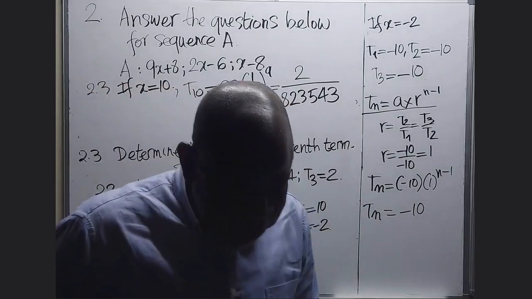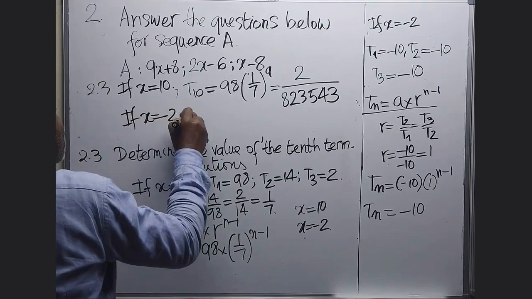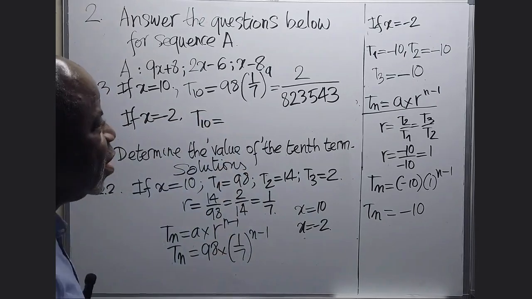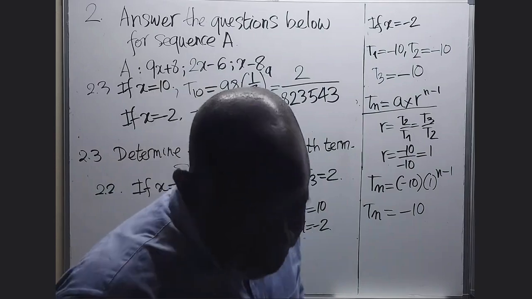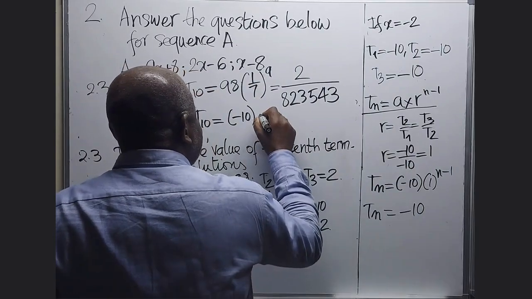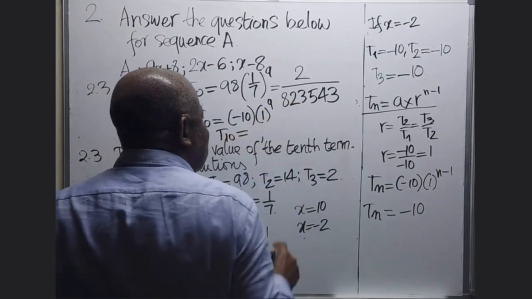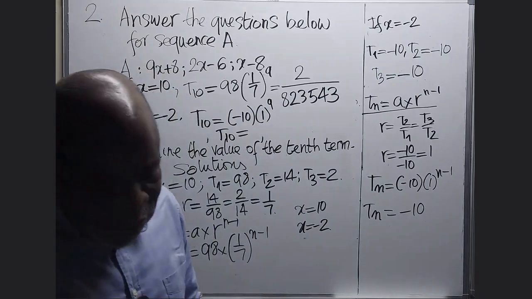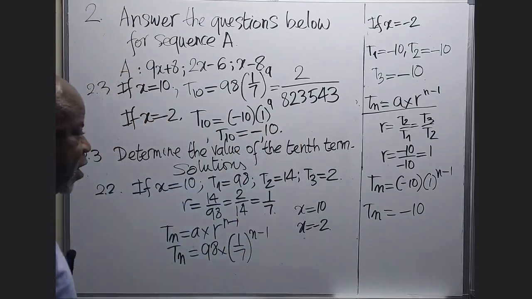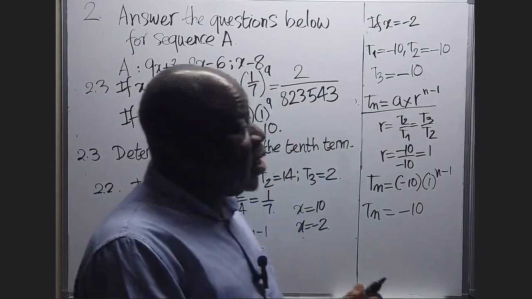We're going to consider the next value. If x is equal to negative 2, T10 will be equal to, remember, our Tn was negative 10, and our common ratio was 1. So it's going to be 1 to the power of 9. So T10 will be equal to negative 10 times 1. We're getting practically negative 10. So we're done with this exercise.